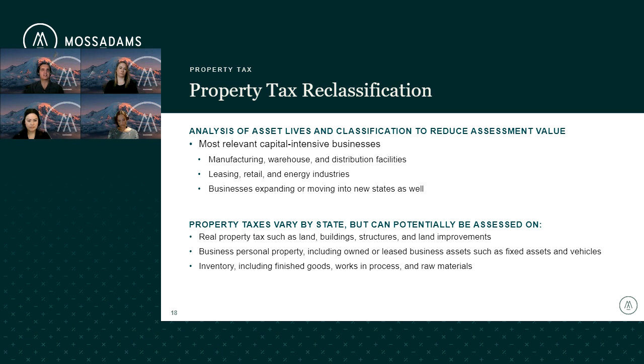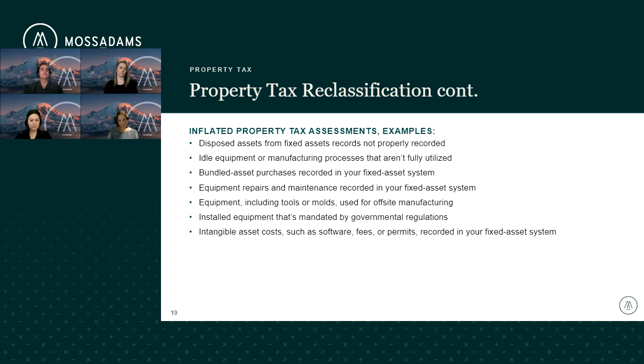Property taxes get assigned to all kinds of things: real property, personal property, certain inventory, and finished goods. So it's pretty vast on where they can get applied. The key component is just reducing what could be an inflated tax assessment. Some more common examples: if you have assets on your books that have previously been disposed, they're technically not assessable, but it's just a matter of keeping that record.